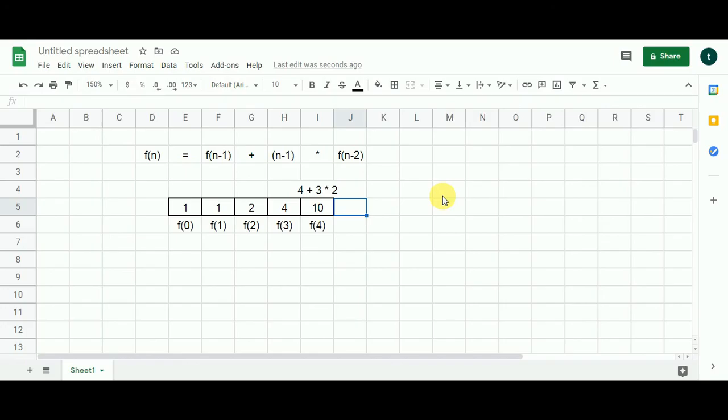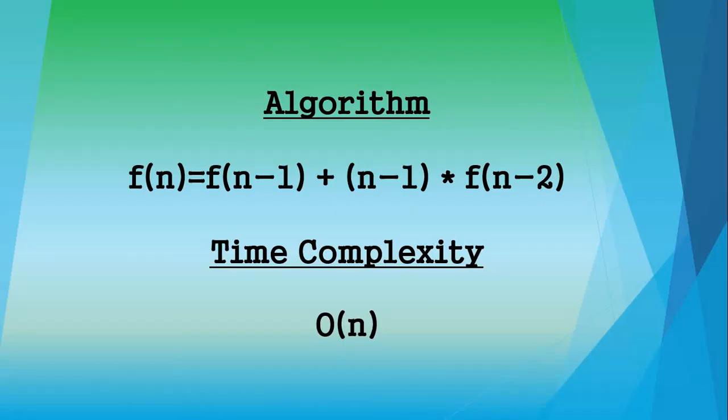Now let's take a look at the algorithm. You see, this is the algorithm. We have already seen it. Fn is going to be equal to Fn minus 1 plus n minus 1 into Fn minus 2. The time complexity of this dynamic programming solution is going to be O(n).